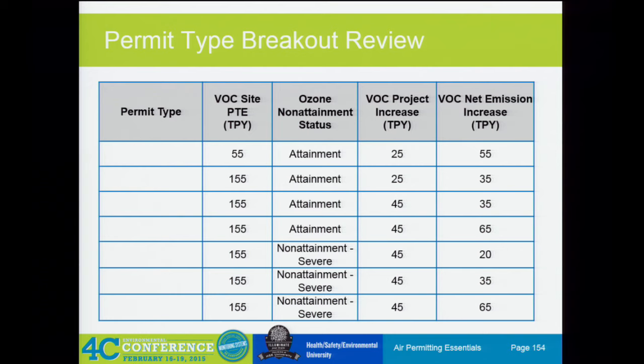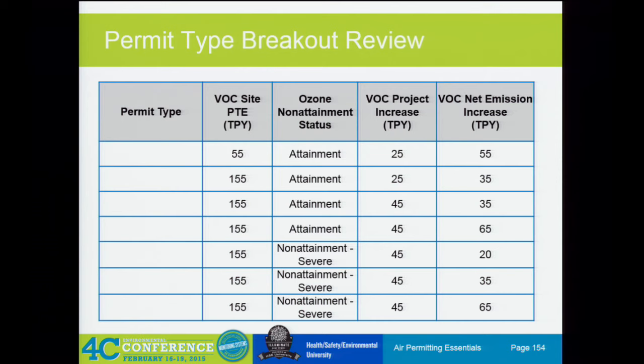Correct. And the reason is our PTE is below 100 tons per year. So even with the increase, our PTE after this PTE increase would need to be above 100 tons in order to trigger PSD permitting.